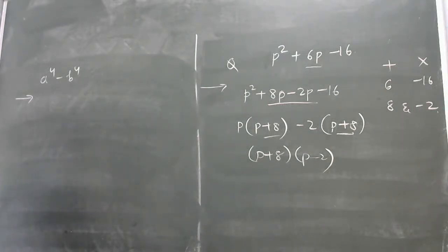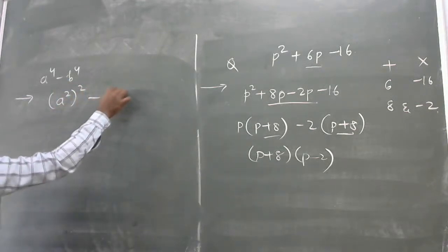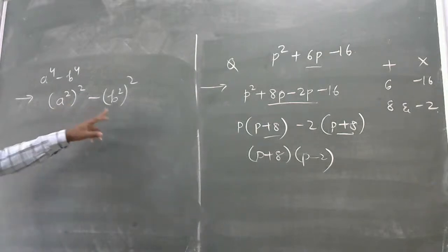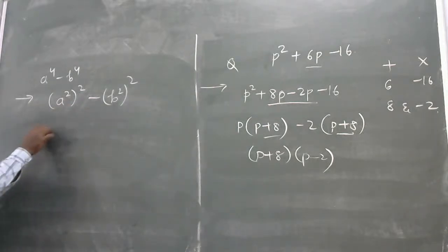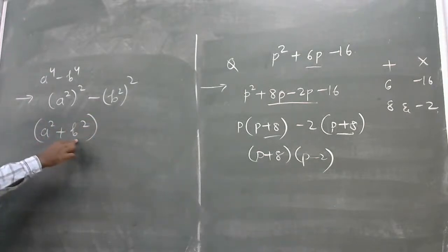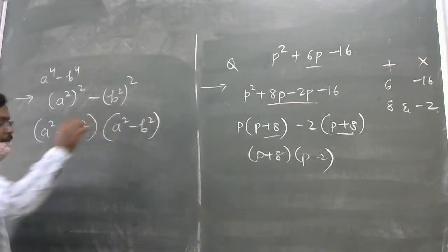Whenever you have two terms and you don't have any common terms, you have to write it as a square of the number. 8 to the power of 4, how do you write it? (a square) whole square minus (b square) whole square. So now it is in the form of a square minus b square. We can write this as a square plus b square into a plus b into a minus b. That is a square minus b square.